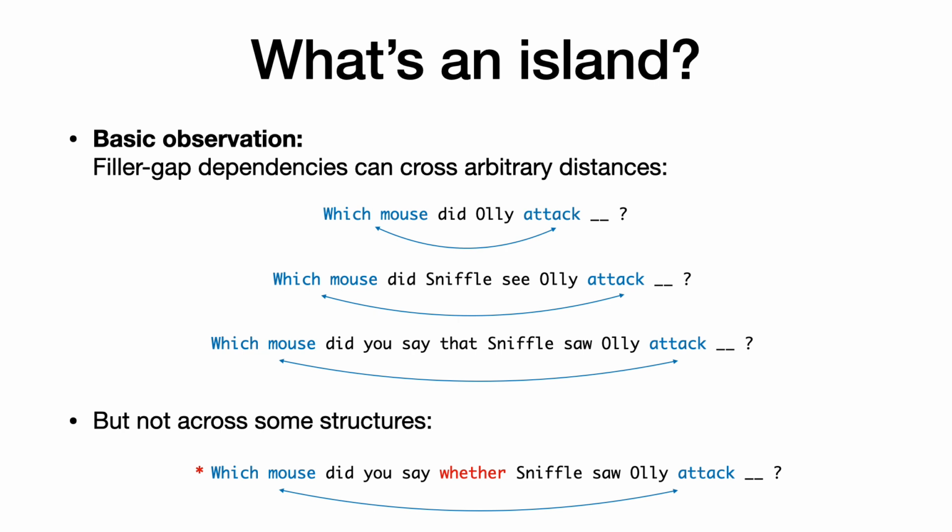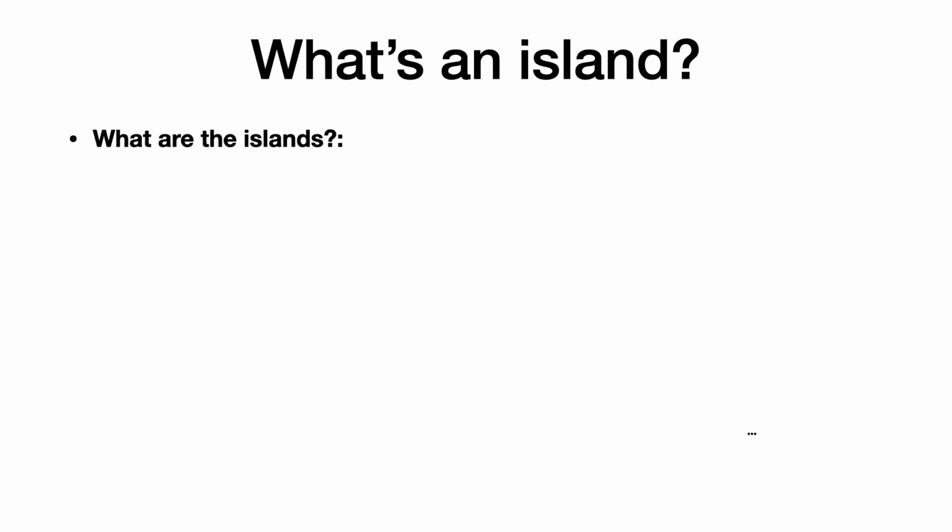Alternatively, if we want to state this in a theoretical syntax way, right, we can say an island is some constituent or some structure that you can't move out of without incurring some penalty, let's say. So what are the islands? Well, there's a whole list of these, and different phenomena show slightly different kinds of properties. You can spend a lot of time talking about this. There are many different kinds of islands. I'm going to give you some of the usual suspects that we see occurring in many, many different languages.